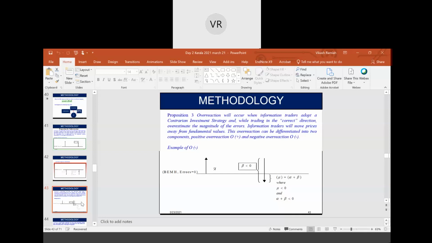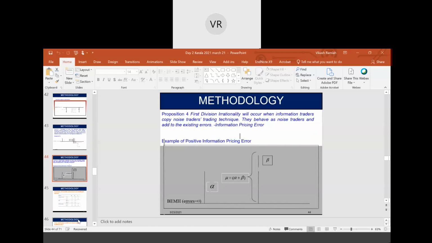The next instance is where even information traders can make a mistake. If you have an error and they oppose noise traders, they overshoot their prediction and they themselves leave an error. So that is an overreaction. And it is, in this case, a particular overreaction. And you can flip it on the downside to get different results.